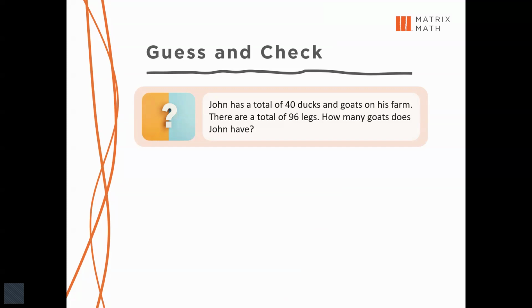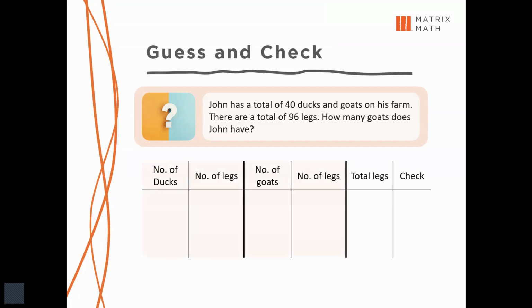If you're using the guess and check method, you need to present it in a table and show the different numbers. For example, how many ducks do you want to try first, and how many legs is that? How many goats, and how many legs? Then you check if that fulfills the requirement given in the question. You may have to do many lines to get the correct answer, so the problem with this method is that it is very inefficient.